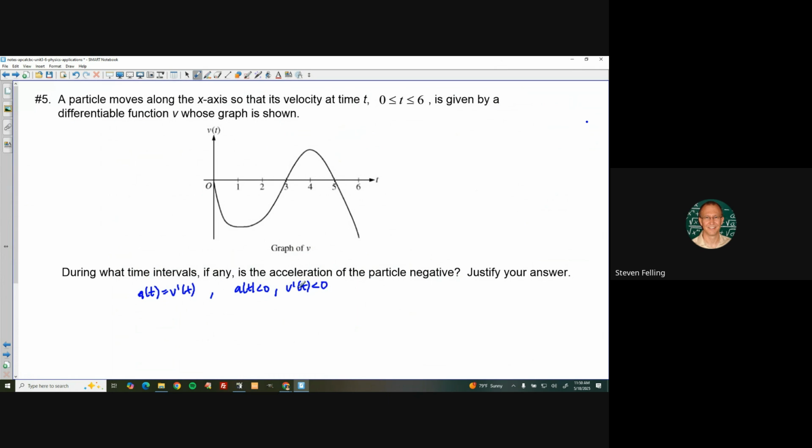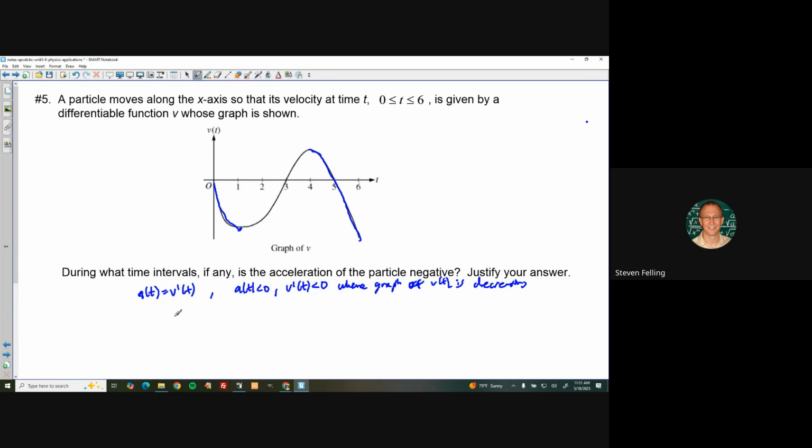Now if this is a graph of v, that means the derivative will be negative where the graph of v of t is decreasing. So where does that occur? Well, the graph is decreasing here from 0 to about 1, looks like, and then again from 4 to about 6. I assume we can round those to those values.